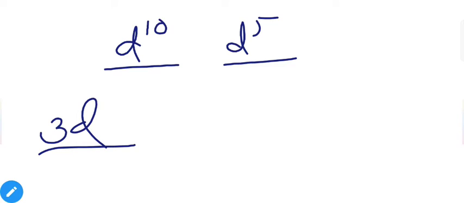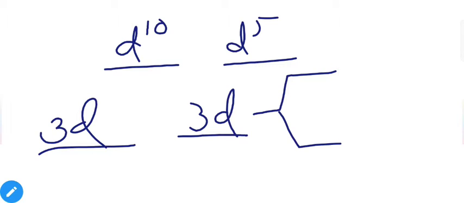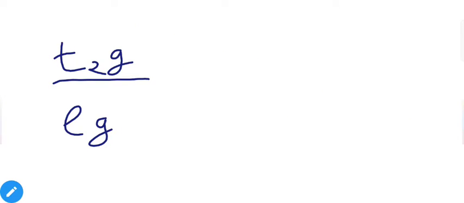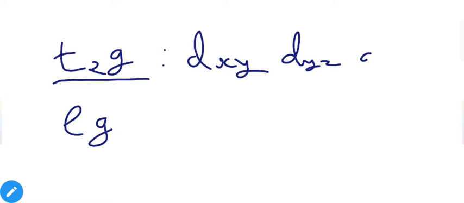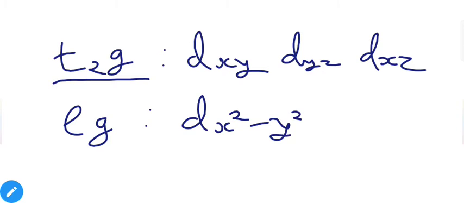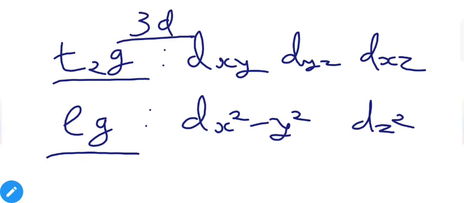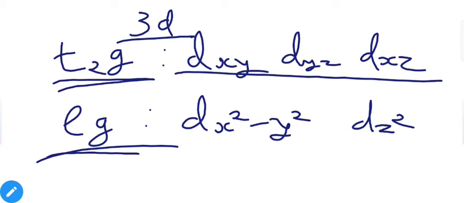For example, when these 3d transition metals form complex compounds, they have two different types of d orbitals in the same category. That means the 3d orbitals split into two different parts. One part is called t2g orbitals and the second part is called eg orbitals. The t2g orbitals are the orbitals between the axes, that means dxy, dyz and dxz, whereas eg orbitals are on-axis orbitals, that means dx2-y2 and dz2.